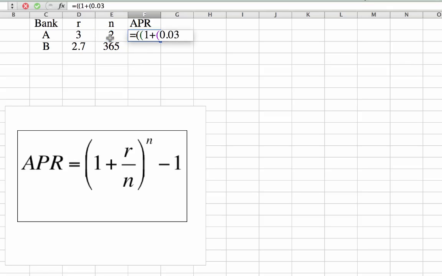So 3% is your 0.03 divided by your 2. Get all of that to the power of 2. So 1 plus 0.03 divided by 2, all to the power of 2. And finally subtract your 1 from that. So you should have a figure that's slightly higher, perhaps.